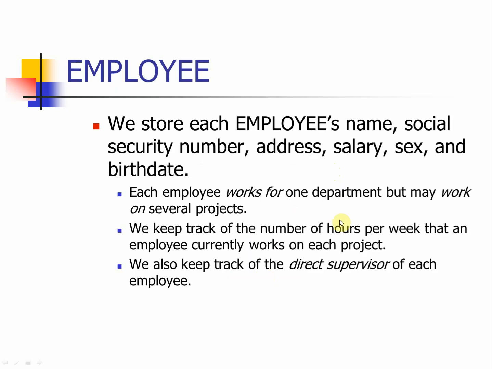The next one is the more complicated one. This is the one that I want you guys to bring out your pen and paper, work on it, try to draw how you would represent an employee information. So work on this one. Try to read the description. We store employee's name, social security number, address, sex, salary, and birth date. So those are the basic, simple, or single attributes that we have.